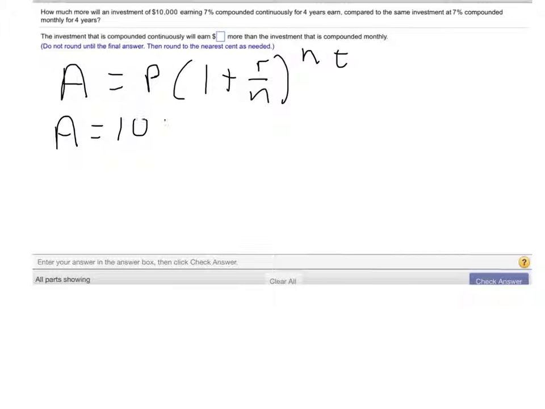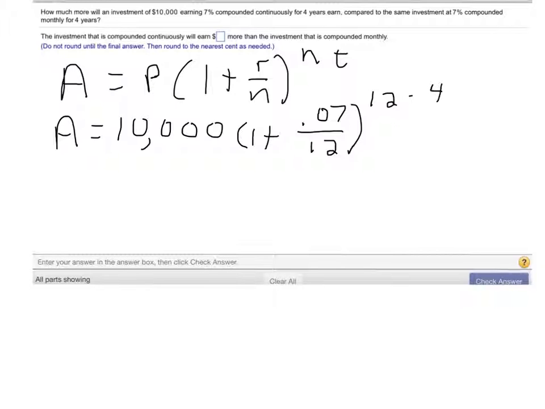This is $10,000. The rate was 7%, so that's 0.07, compounded monthly, so that's 12, and then the exponent is 12 again because monthly, times 4. Okay, and so that's 10,000. I'll do what's in the parentheses here. It's going to be 1.0 something. 12 times 4, that's the 48th power.